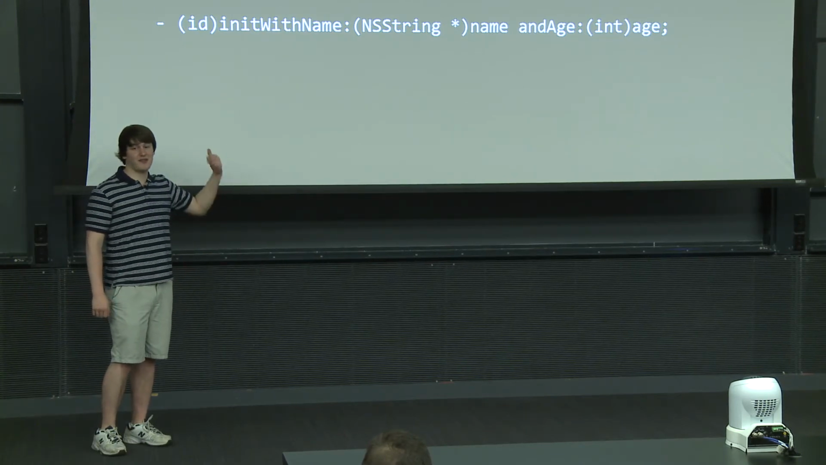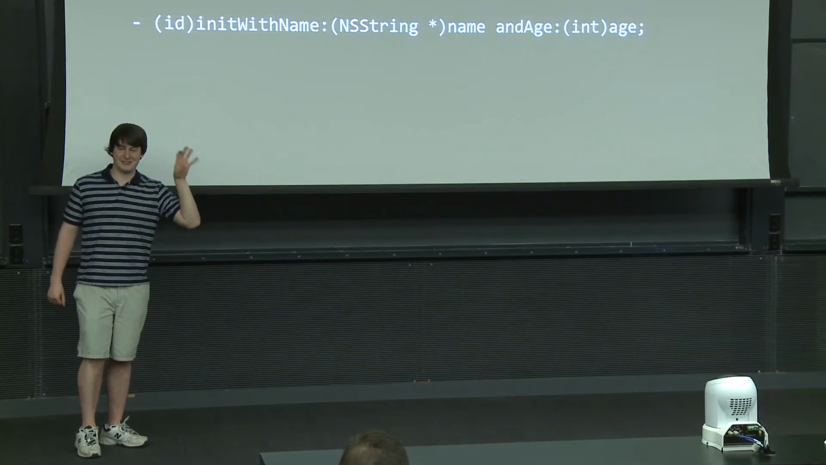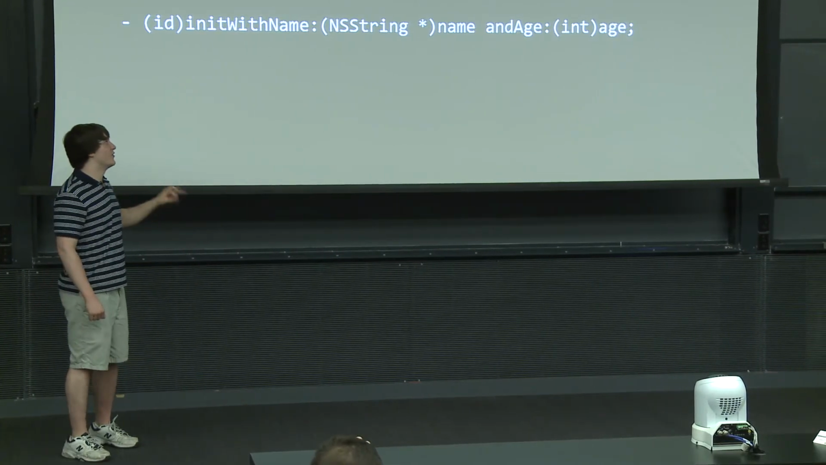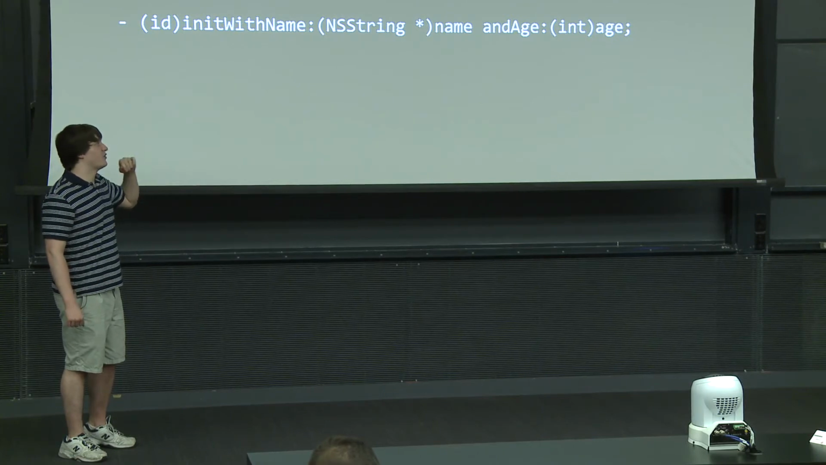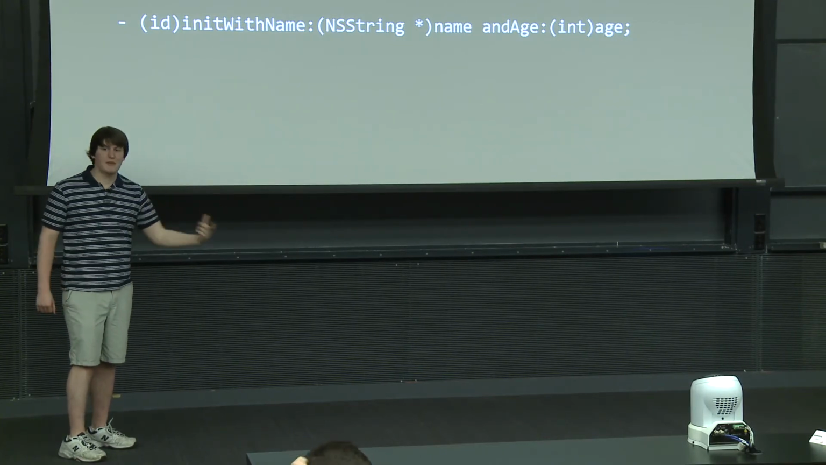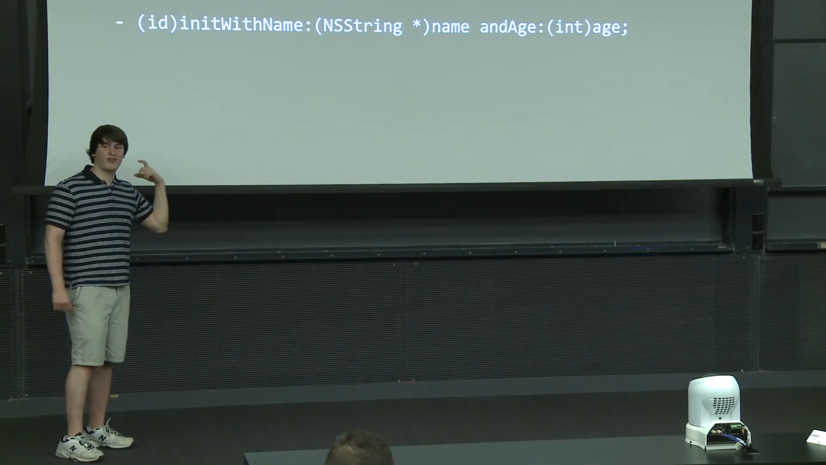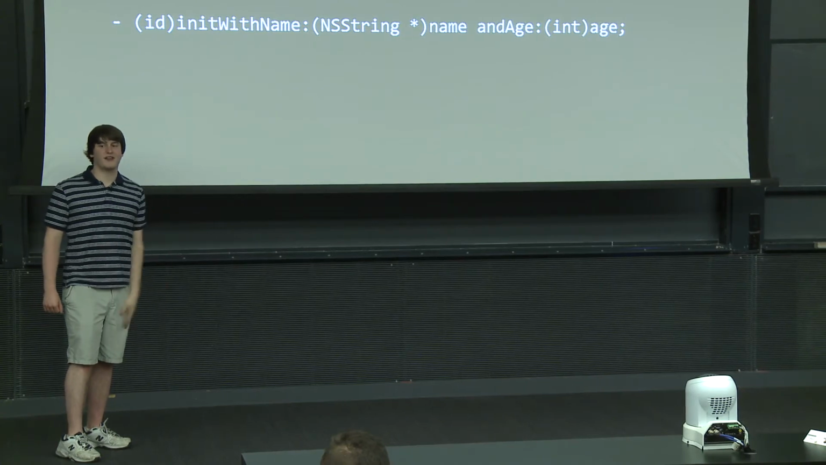This is how you name methods in Objective-C. All method names are very long and explicit. And so if we decided that instead we wanted to just initialize with the name, then we would have an init with name method without the and age. If we wanted to just do age, we would have an init with age method without the and name or whatever.